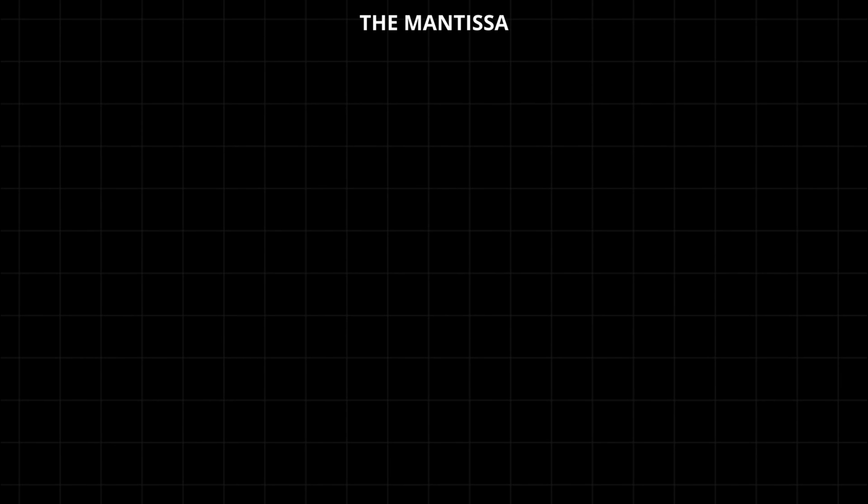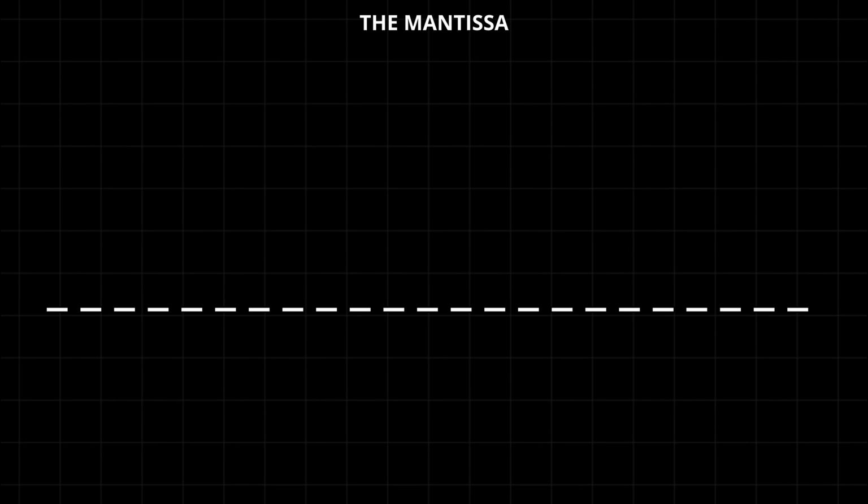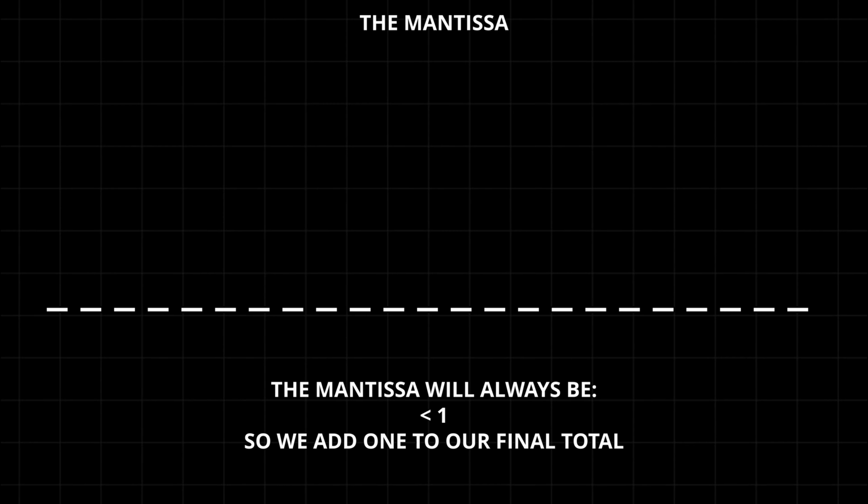This works a little differently because it has 23 bits and goes from left to right. Instead of going up in power, we go down in power. For example, we start with 2 to the power of negative 1, then 2 to the power of negative 2, and it goes on in that fashion. This number will always be below 1, so to account for that, we add 1 to our final total.